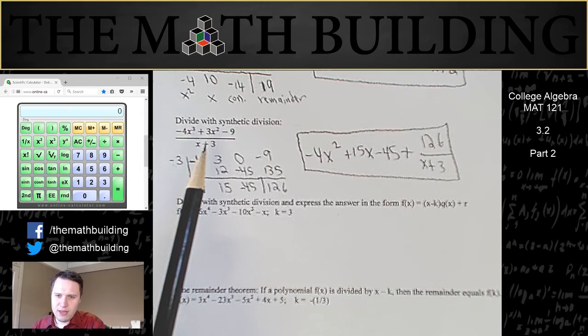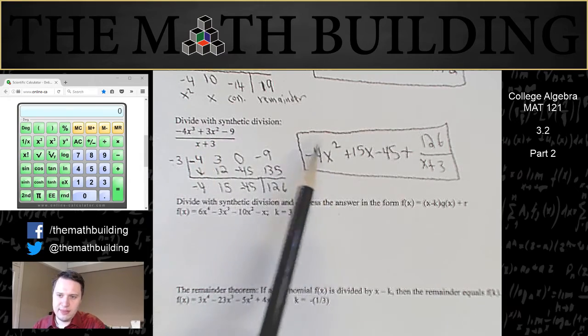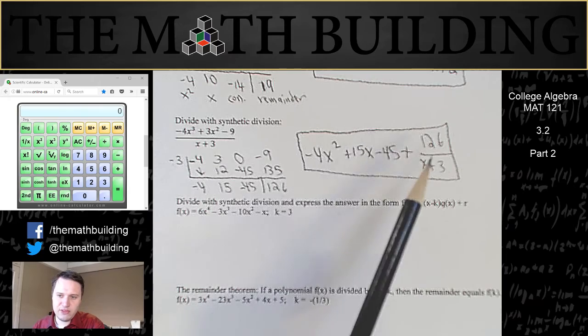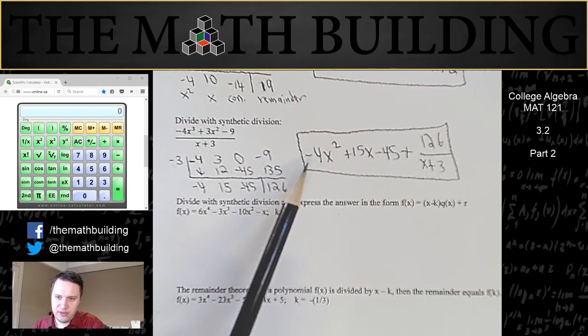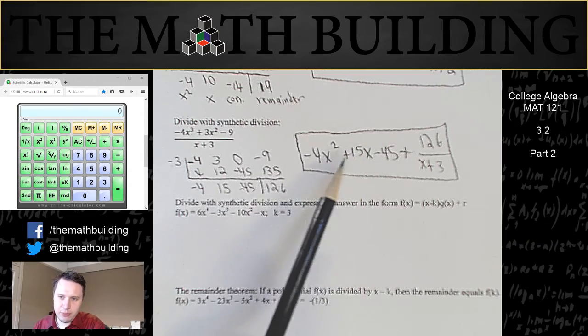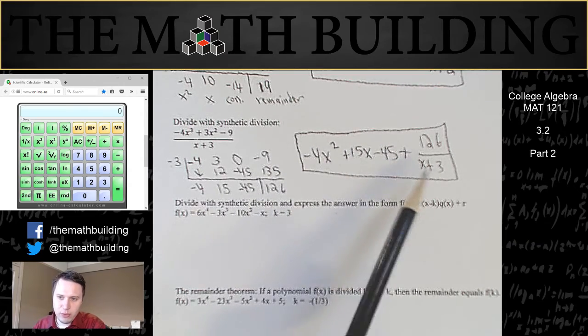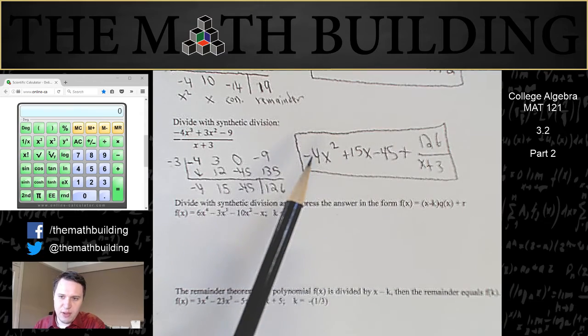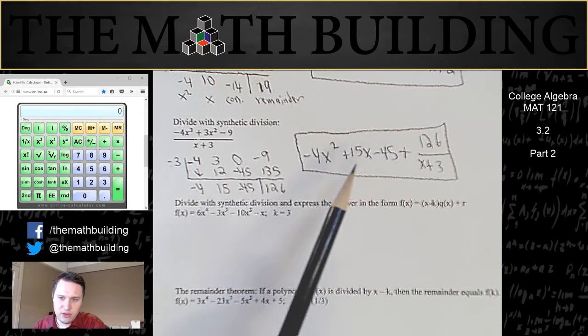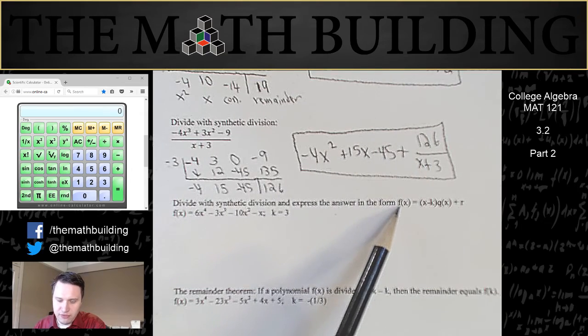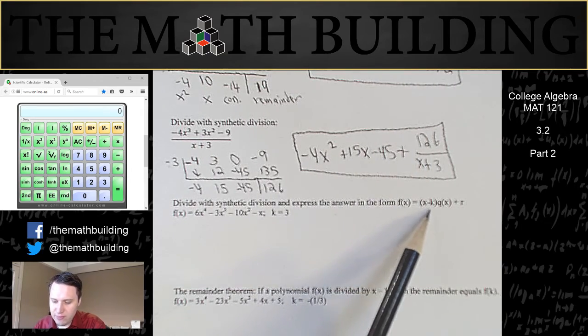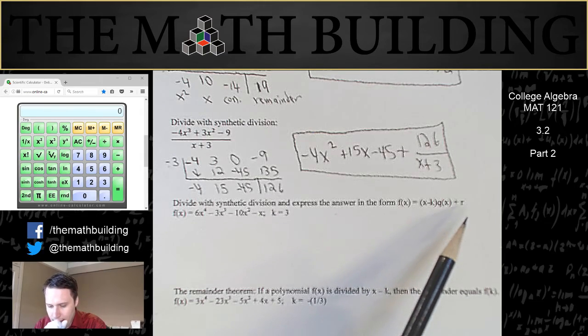So what I'd like you to imagine is, if I multiplied this by x plus 3, I would have x plus 3 in parentheses times all of this in parentheses. The x plus 3 would cancel, and I would just have a remainder. So in other words, I'd have x plus 3 times this reduced polynomial plus a remainder. And that's where this comes from: f of x equals x minus k times q plus r.